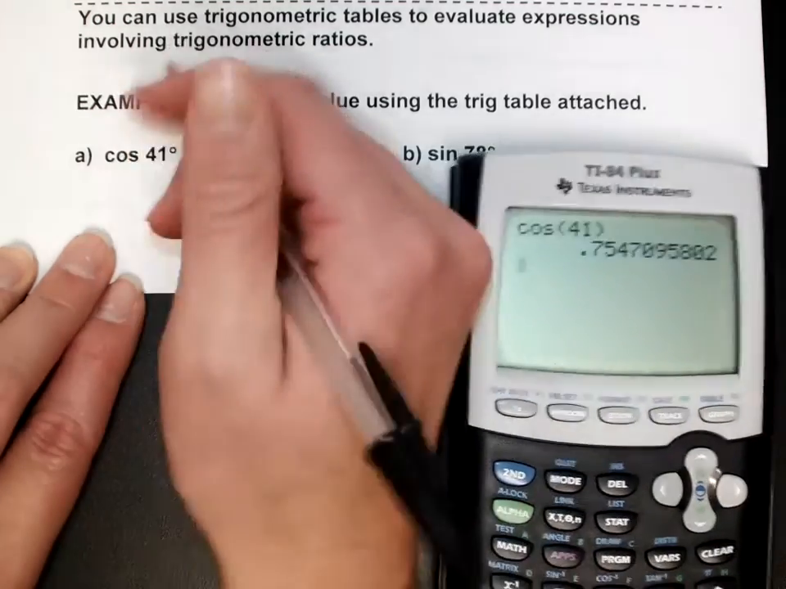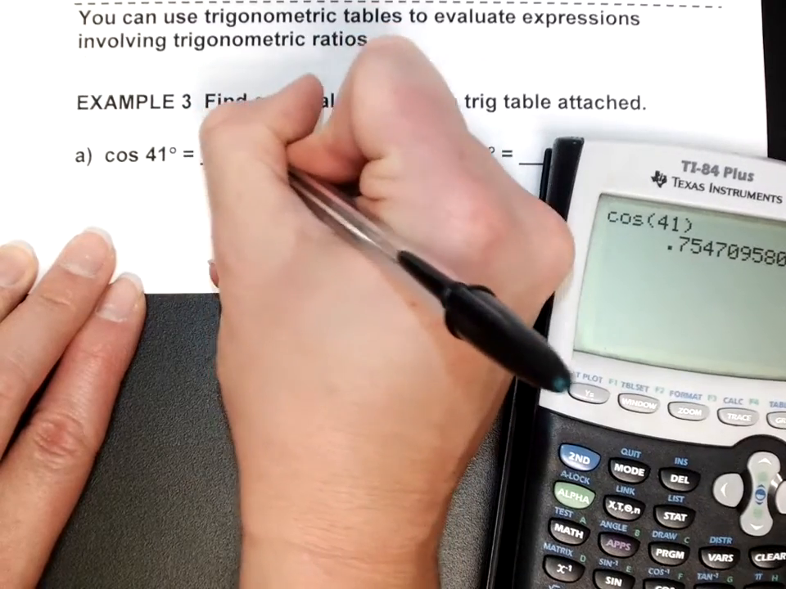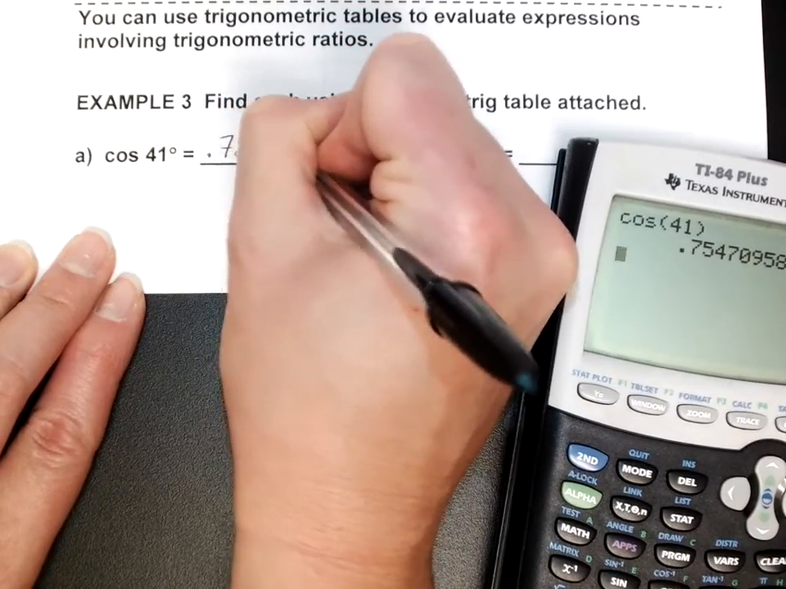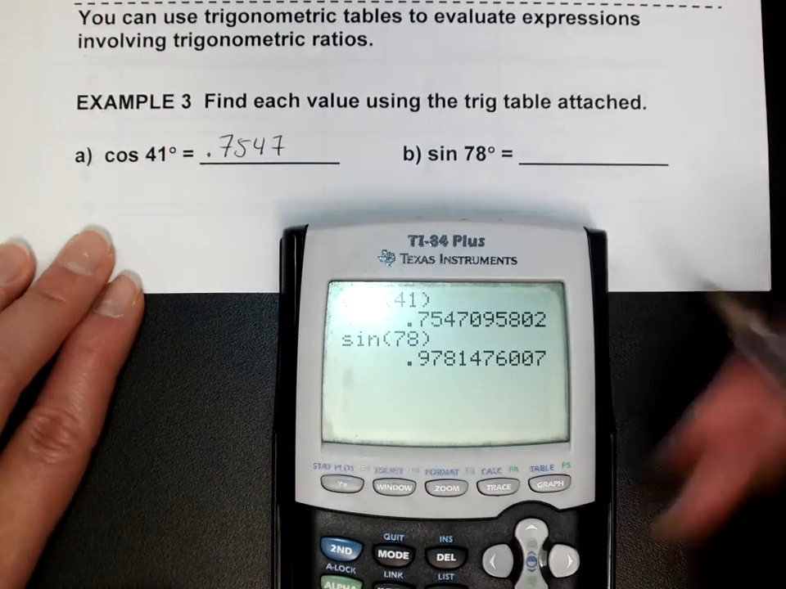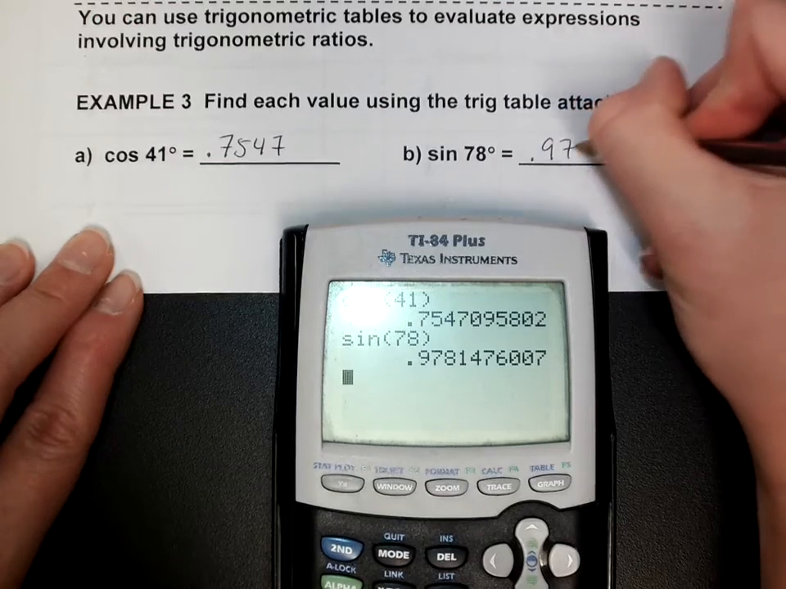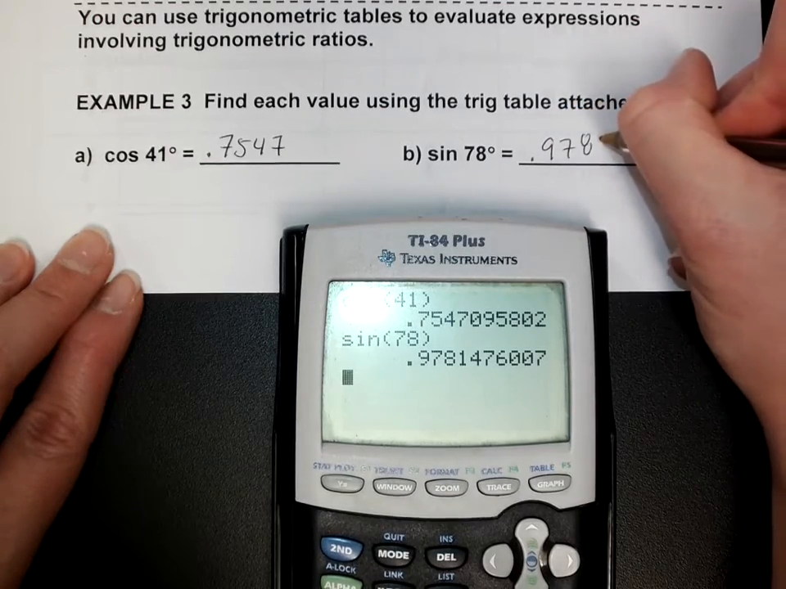So we'll just do 4 decimal places: 0.7547. And then we'll do sine of 78. Again, as soon as you set it in degrees, it stays in degrees: 0.9781.